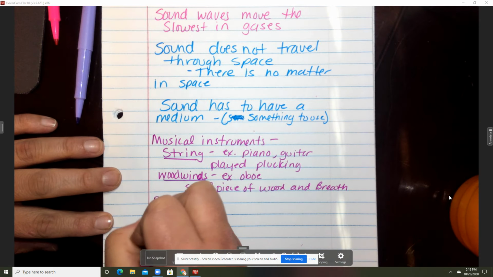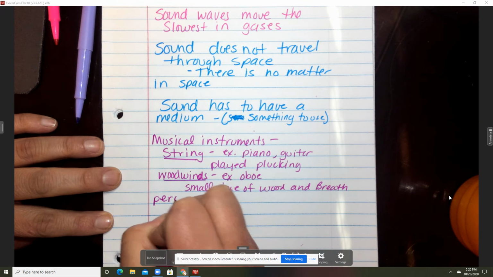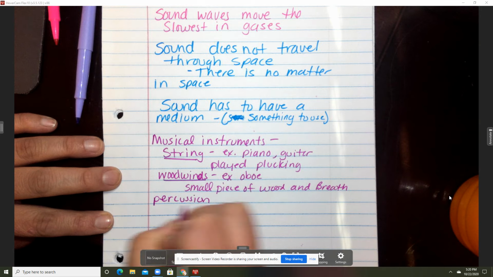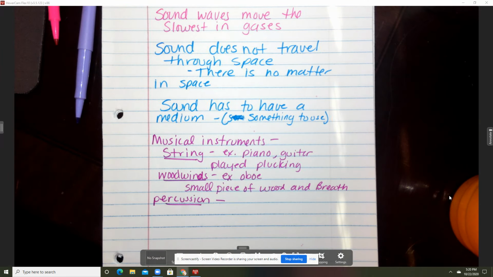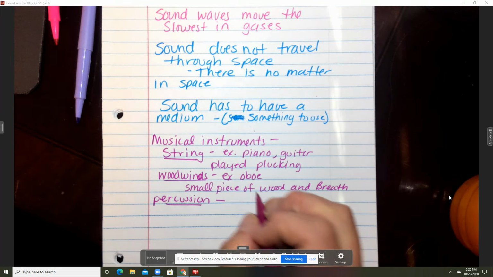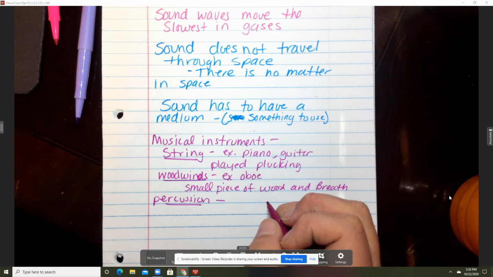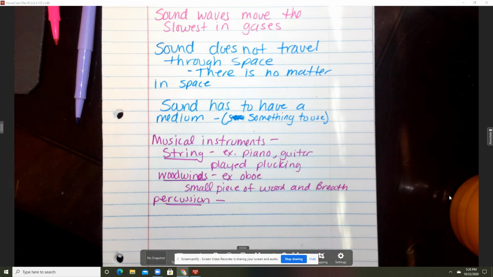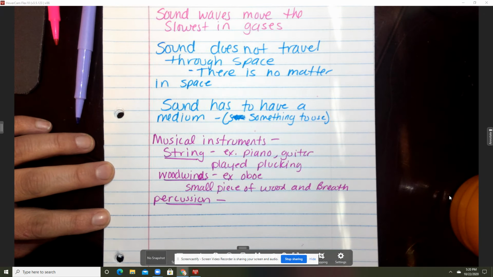Then you have percussion. Okay, and percussion is things like drums and the xylophone. Those are played by hitting.